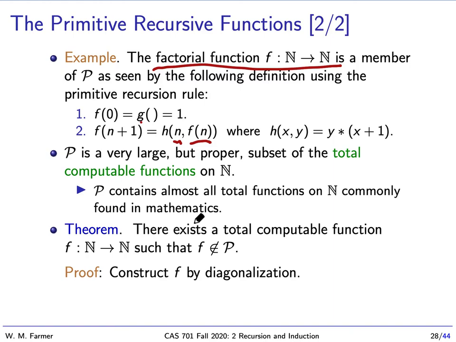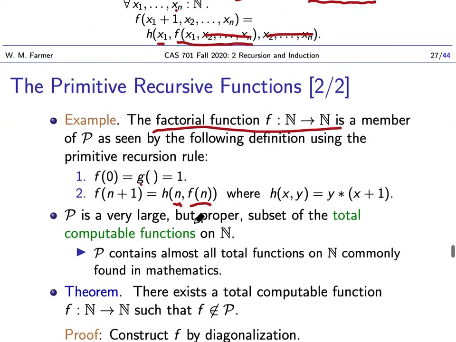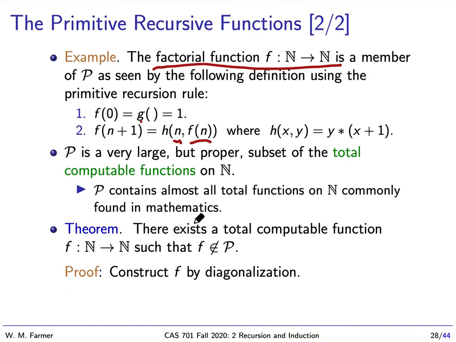But P, script P, contains almost all the total functions that we commonly find in mathematics. These functions we can define as primitive recursive functions using these five rules. Sometimes it may be difficult. We may have to do a lot of special representation of things, but we can define most of the total functions that we commonly find in mathematics. But as I said, this set is not the set of all total computable functions. There exists an f that's not in this set, and this can be constructed by diagonalization.